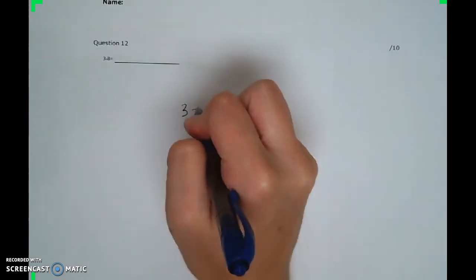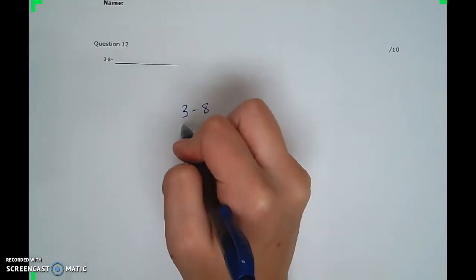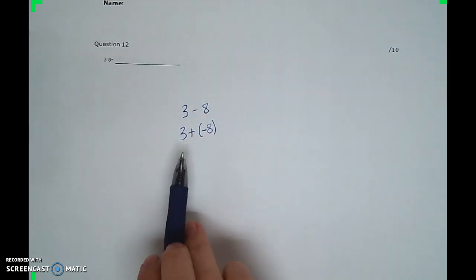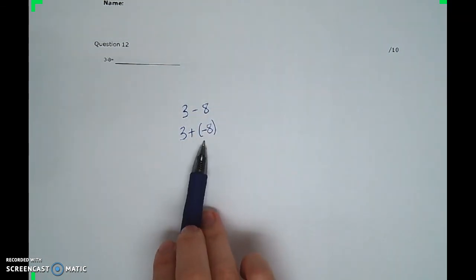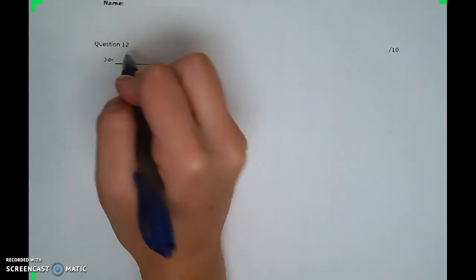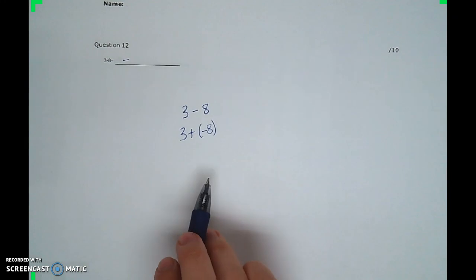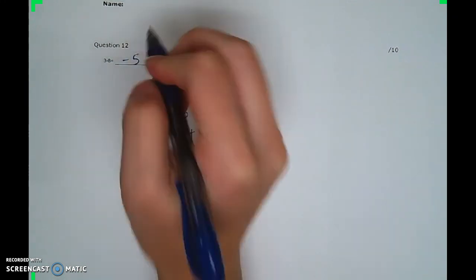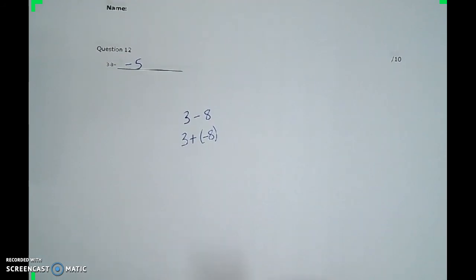I have 3 minus 8 on this one, which I can rewrite as 3 plus -8. These have opposite signs, so I want to keep the sign of the larger absolute value number. In this case, that's going to be negative because 8 is bigger than 3. And then I want to subtract my numbers. So 8 minus 3 gives me 5, so -5. That's my answer.